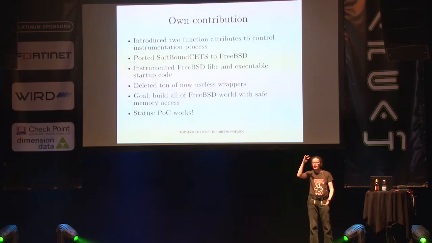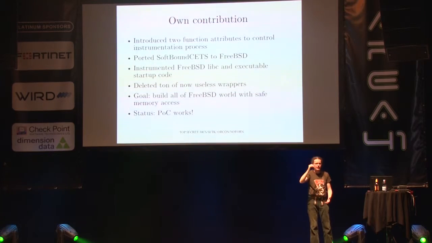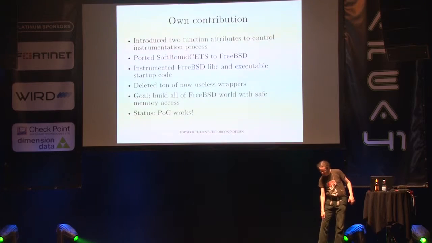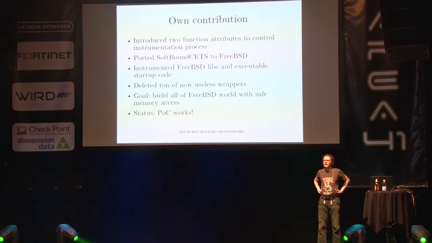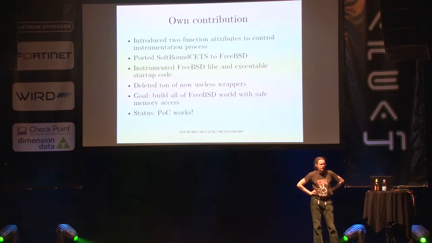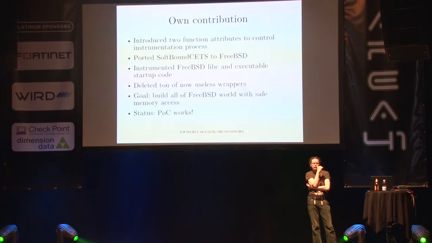So that was a 2,000 lines long list of function names that would need to be wrapped and came with a runtime library that would actually wrap that stuff, et cetera, et cetera. So I figured that that isn't an approach that would scale. And so I implemented function attributes that would allow you, for every function, to turn on and turn off the calling conventions and turn on and turn off insertion of checks. And then move to FreeBSD.